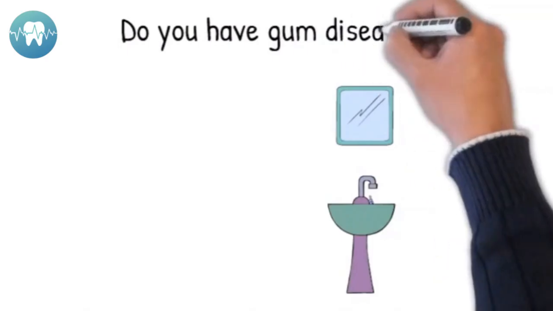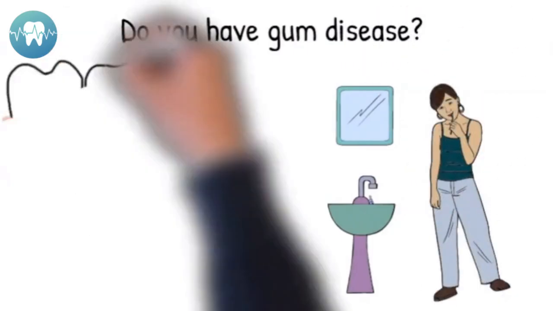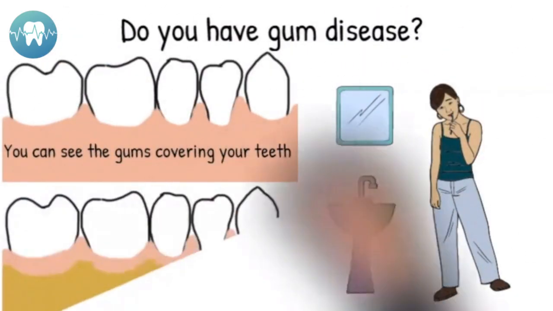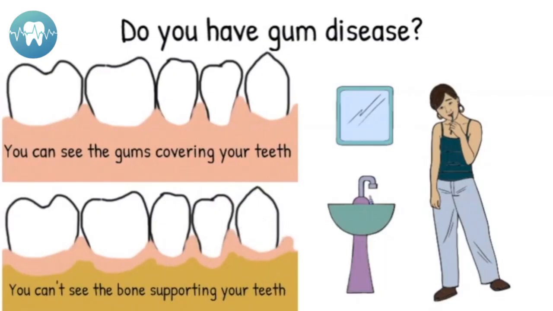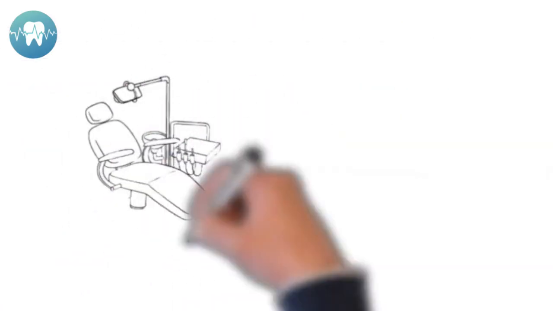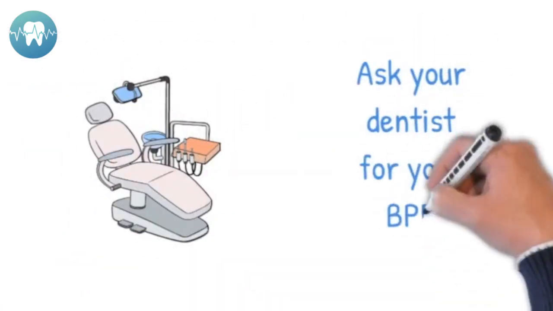As you get older, you're more likely to lose your teeth from gum disease than tooth decay. How do you know if you've got it? You can't tell by simply looking at your gums, because often these are just swollen.